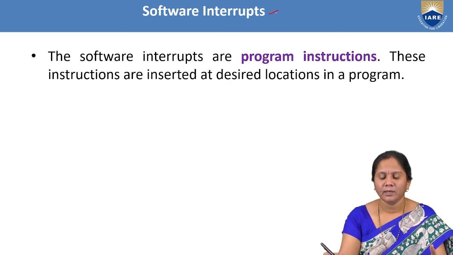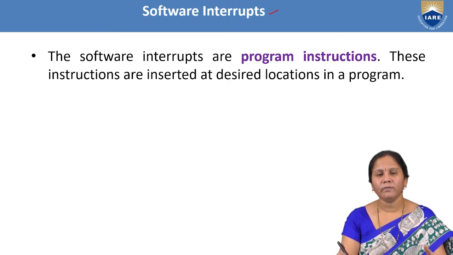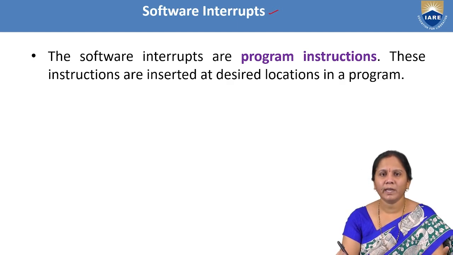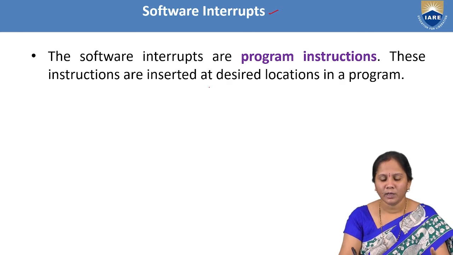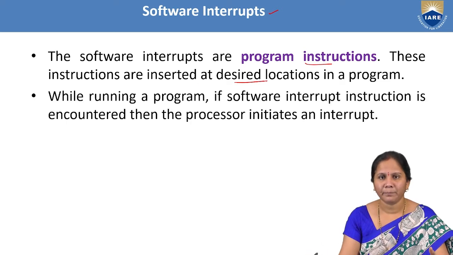And software interrupts. Software interrupts means if any special instructions are executed by the 8086 microprocessor in the program, those instructions will generate the software interrupts. That is why the software interrupts are also called internal interrupts. So the software interrupts are program instructions. These instructions are inserted at desired locations in the program. While running the program, if a software interrupt instruction is executed, it is going to initiate the interrupt.